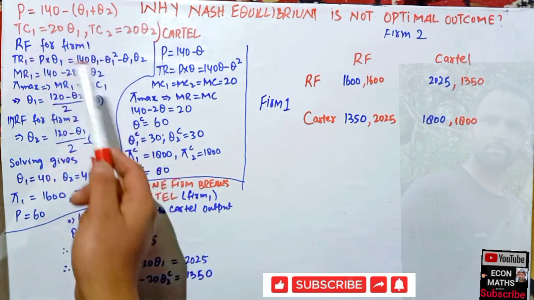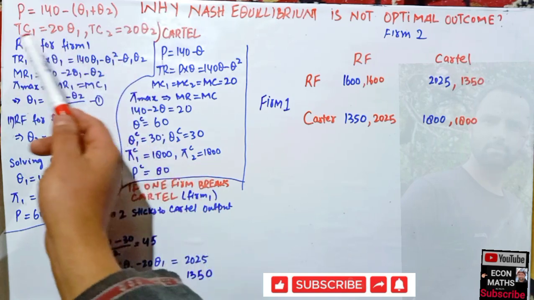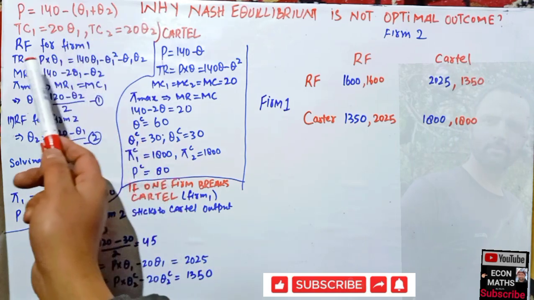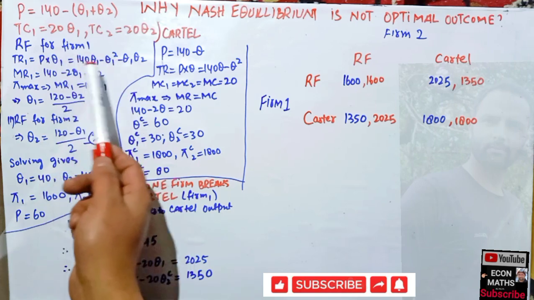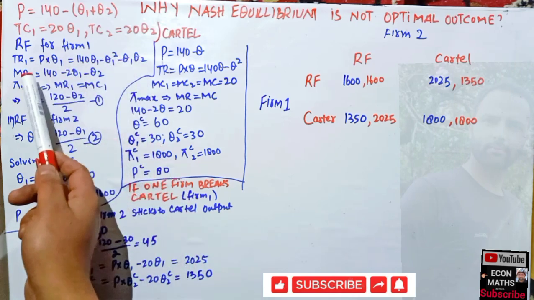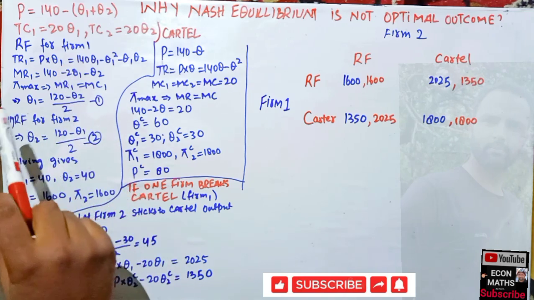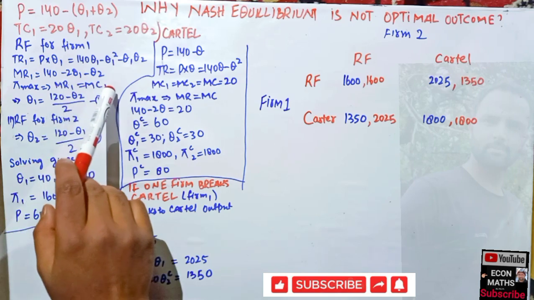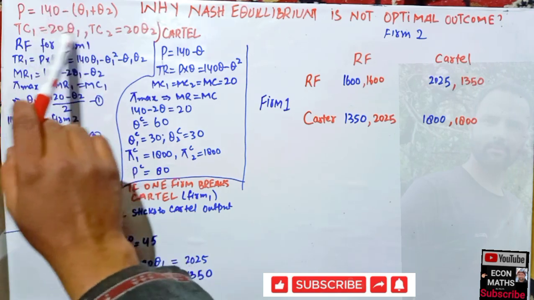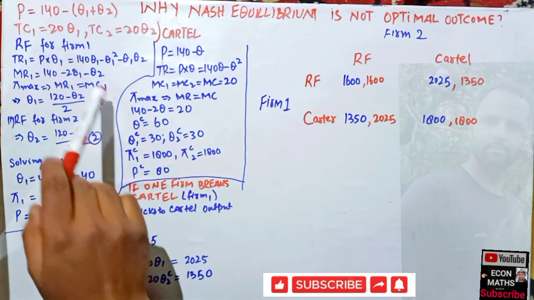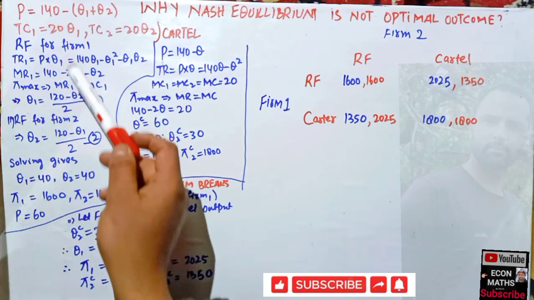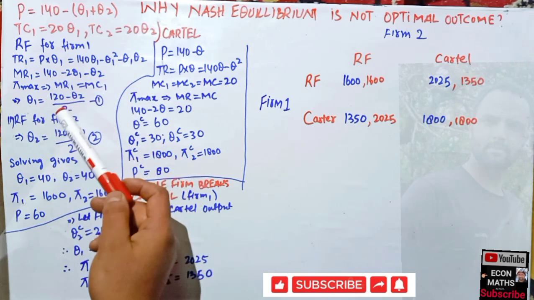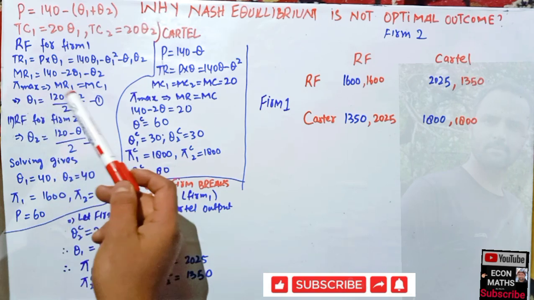To solve for the Cournot Nash equilibrium, first we find the reaction function for firm 1. How do we find it? First we write the total revenue for firm 1, which came out to be this. After that we calculated the marginal revenue for firm 1. The profit maximization condition requires that marginal revenue should be equal to marginal cost. Marginal cost will be the derivative of the total cost. When we solve marginal revenue equal to marginal cost, we get q1 equal to (120 minus q2) upon 2. This was the reaction function for firm 1.